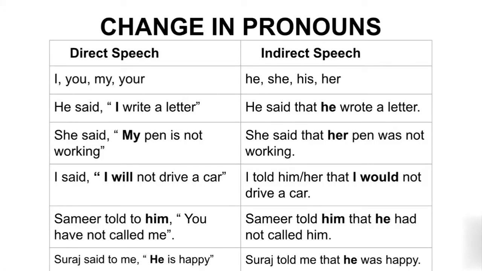Next example: Suraj said to me, "He is happy." When we are converting to indirect speech, it is: Suraj told me that he was happy. So here the pronouns of the third person remain the same in indirect speech also.